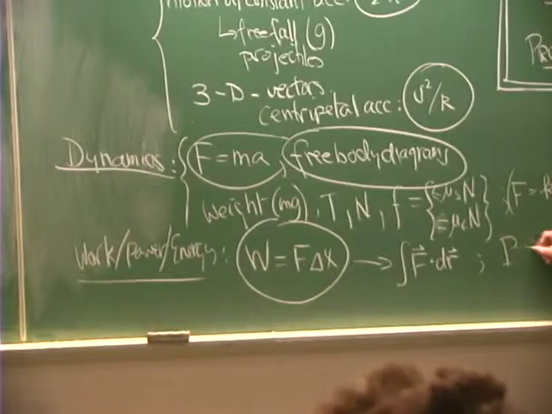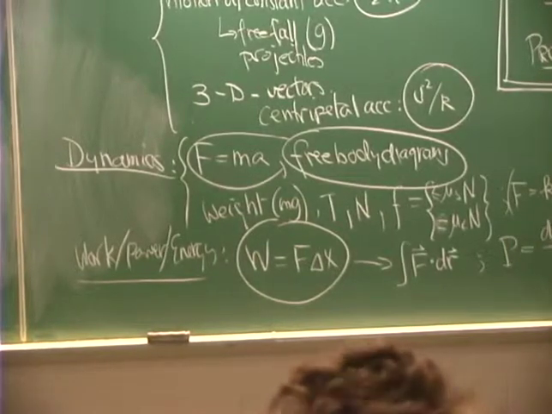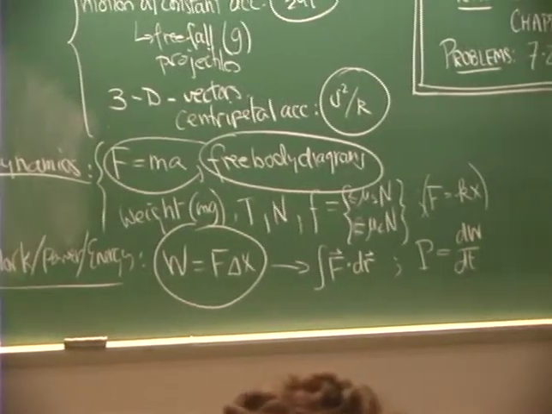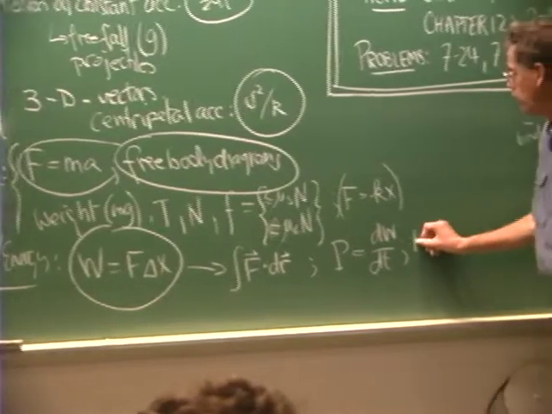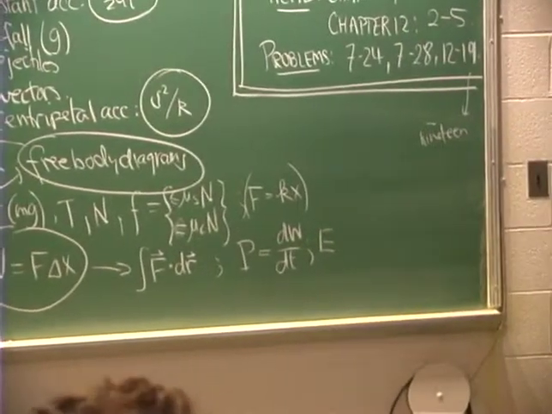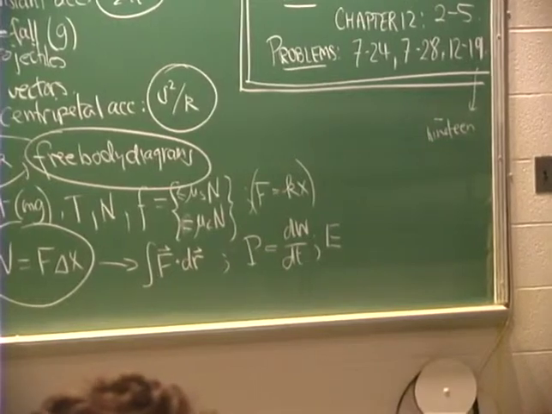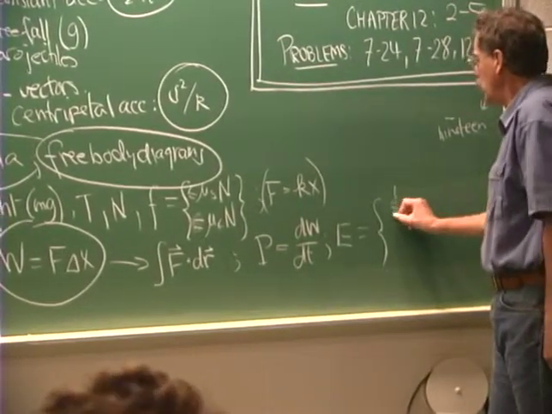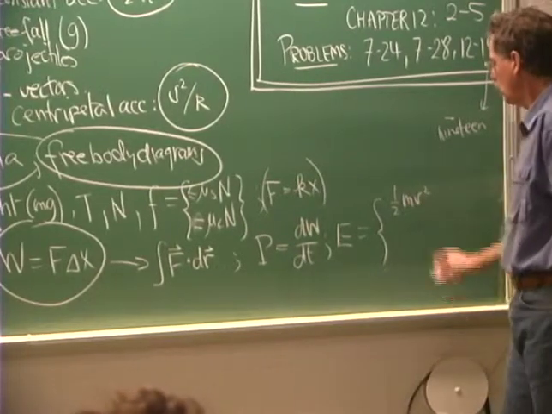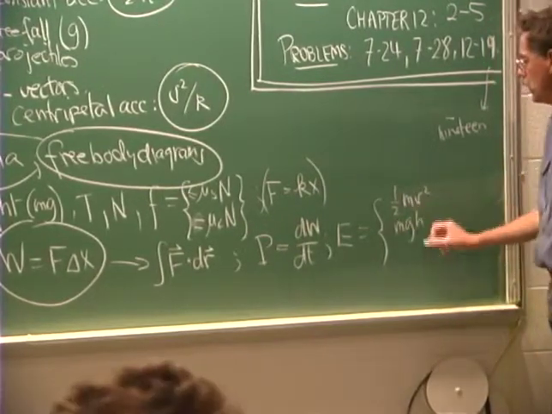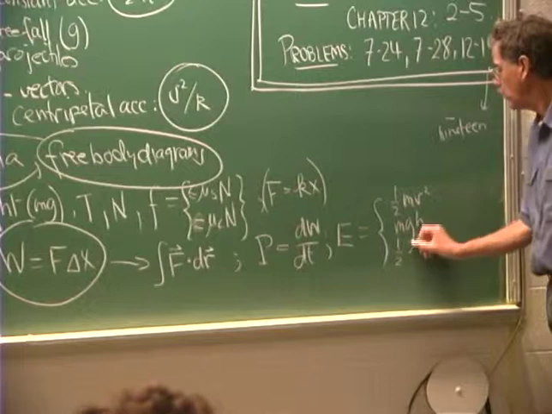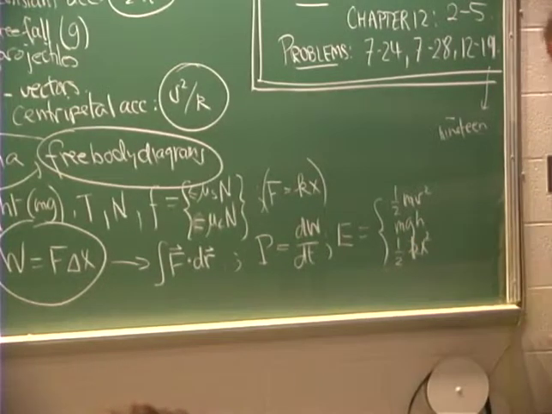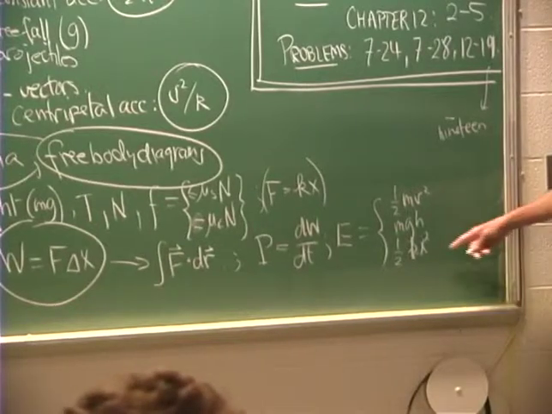Power is the rate at which work is done, dW by dt. Energy, the capacity to do work. We've encountered three types of mechanical energy. Kinetic energy, 1/2 mv squared. Gravitational energy, mgh. Spring energy, 1/2 kx squared. The capacity to do work. Compression or extension of the spring.